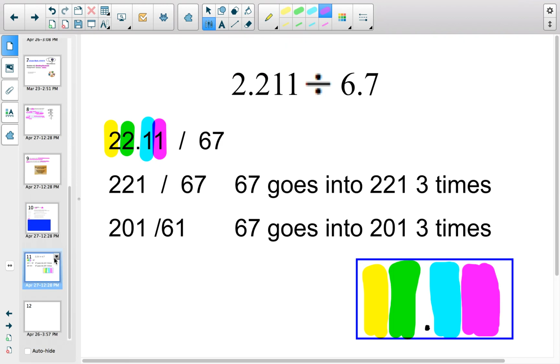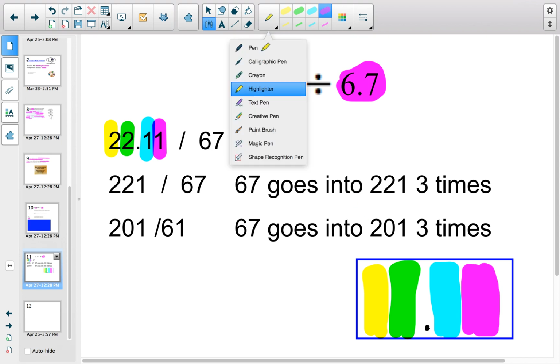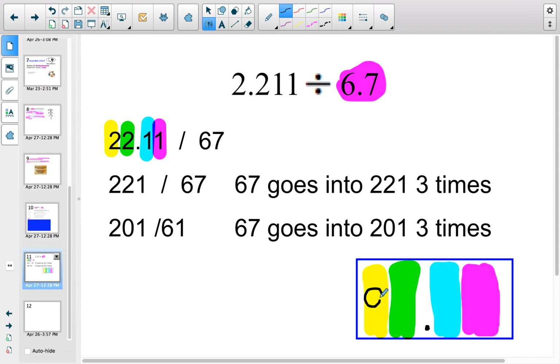Okay, so looking at this now, what we want to do is 2.211 divided by 6.7. Well, right here, I want to make this a whole number, so this will become 67. Well, if I look right here, does 67 go into 2? No, it doesn't. So we can put a 0 in that tenths place. Well, does 67 go into 22? No. So we'll put a 0 in that spot. Okay, does 67 go into 221?